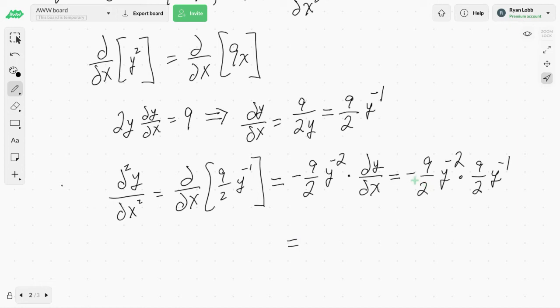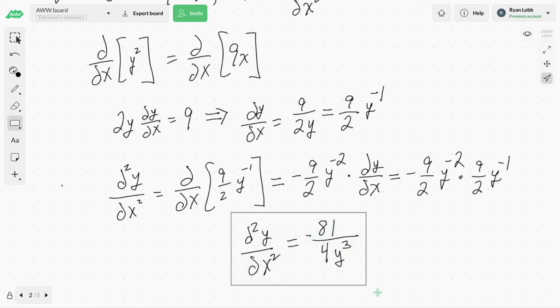And then just quickly simplifying, we get negative 9 times 9, 81 over 4, negative. And then we get y to the negative second times y to the negative first is y to the negative third, so negative 81 over 4y cubed. There's one that we simplified. There's our second derivative with respect to x, in terms of x and y, and in this case, just y. So we have that one.